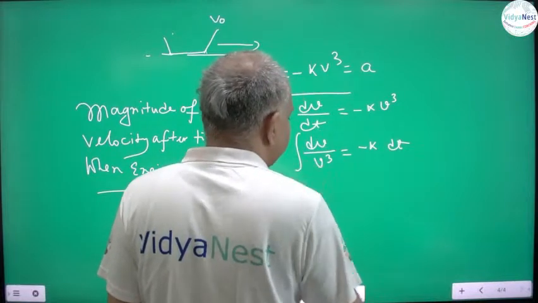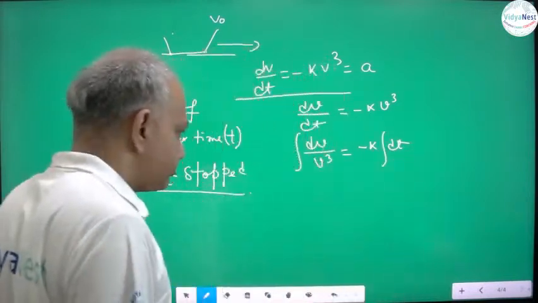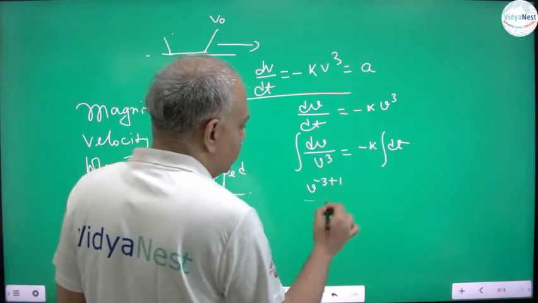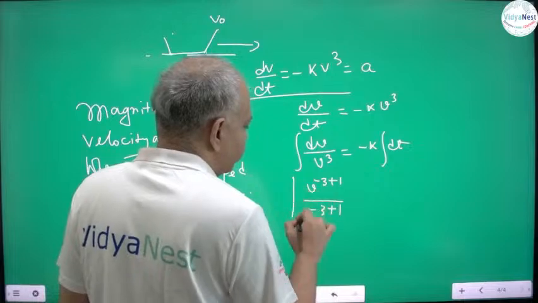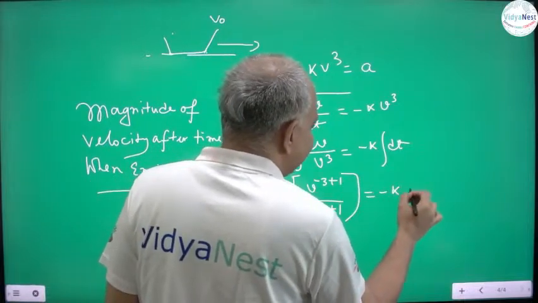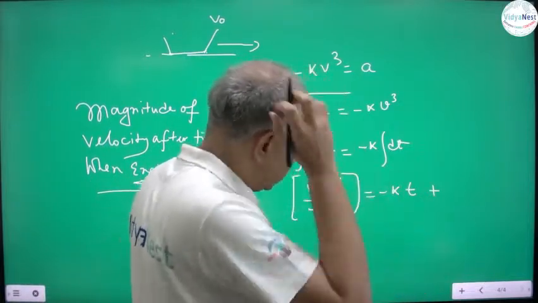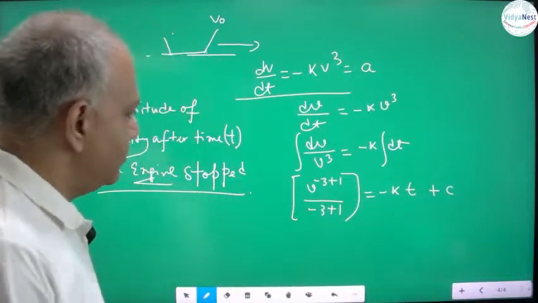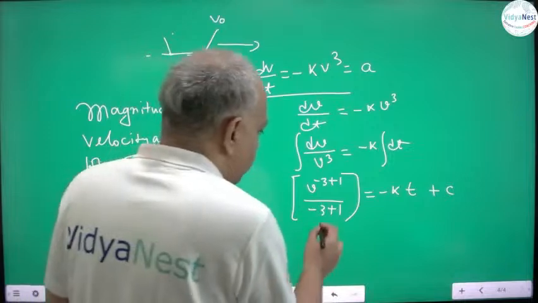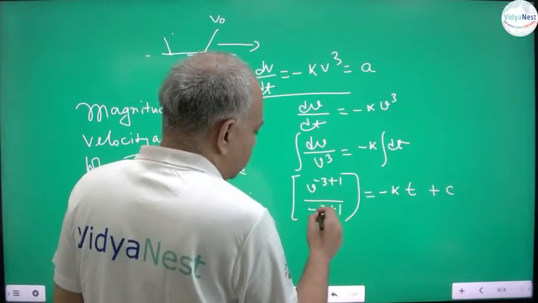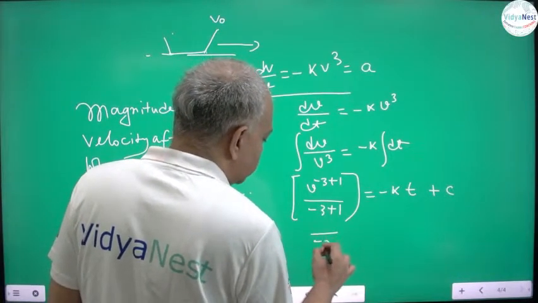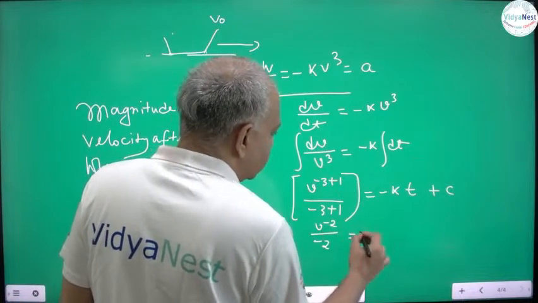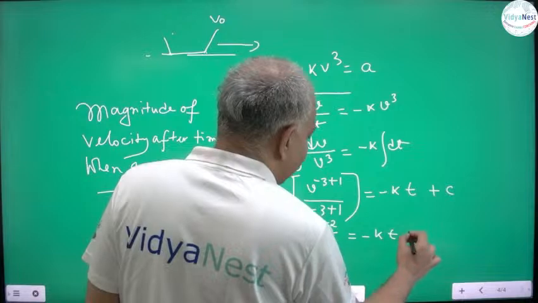So we are going to do the integration on both sides. So v to the power minus 3 plus 1 divided by minus 3 plus 1 is equal to minus kt plus a constant, suppose the integration constant, because we have not been given the limit here. We have not applied the limit here. So minus 3 plus 1 is equal to minus 2, and v to the power minus 3 plus 1 is v to the power minus 2, equal to minus kt plus c.